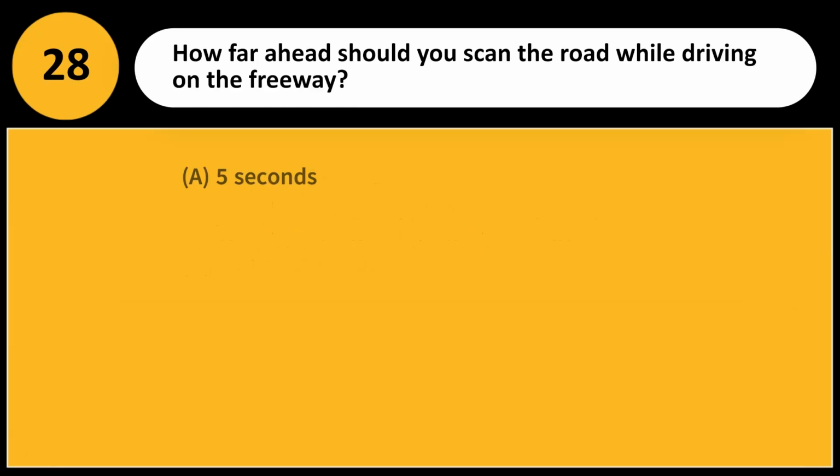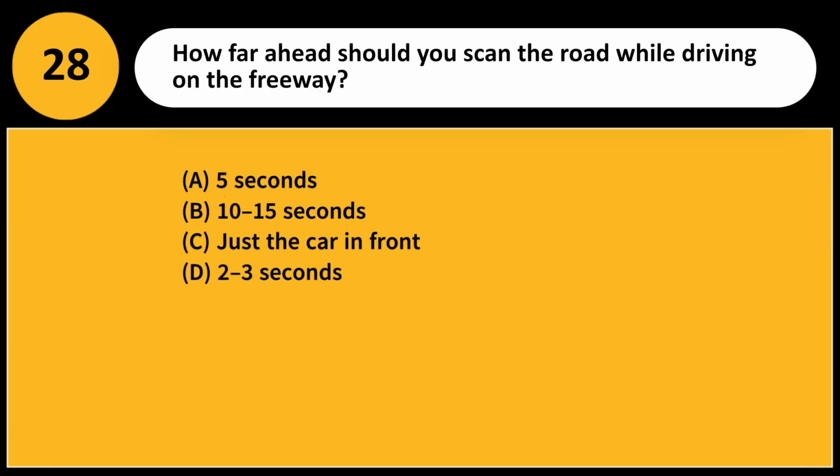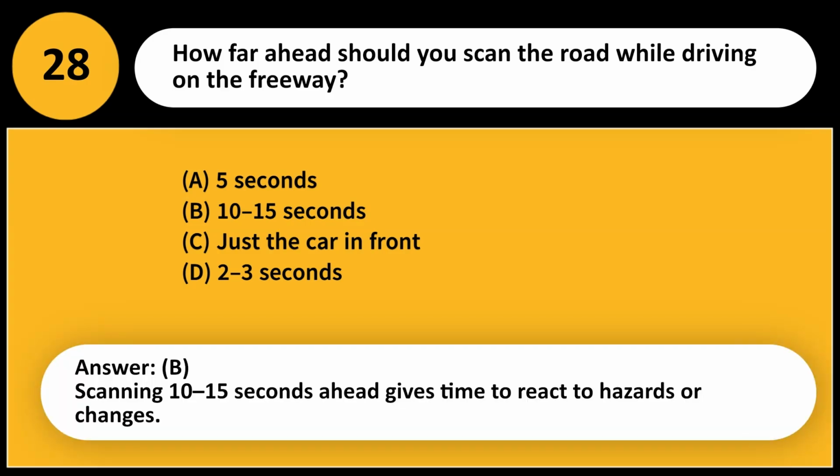How far ahead should you scan the road while driving on the freeway? A. 5 seconds. B. 10 to 15 seconds. C. Just the car in front. D. 2 to 3 seconds. Answer, B. Scanning 10 to 15 seconds ahead gives time to react to hazards or changes.